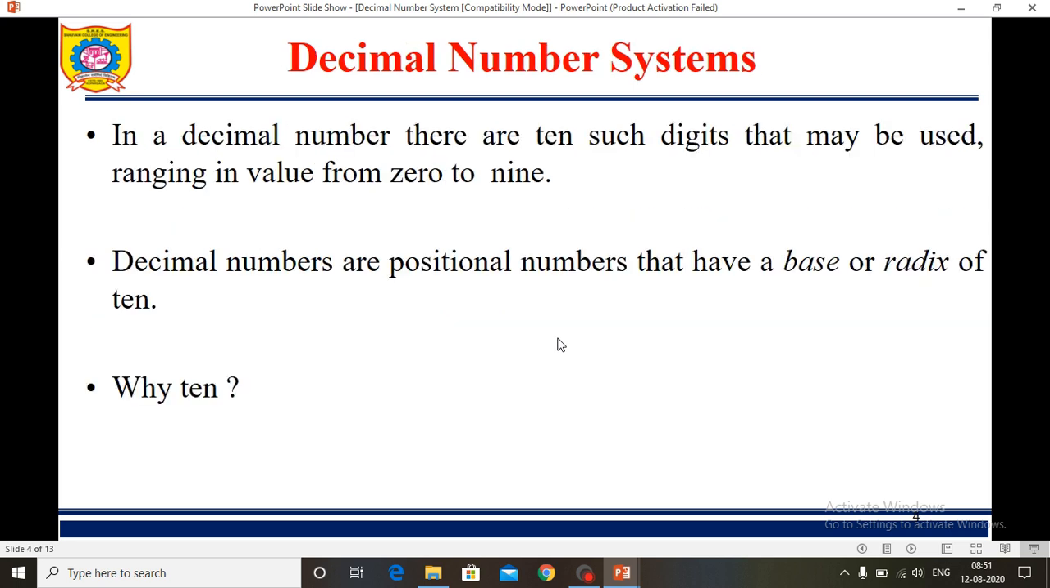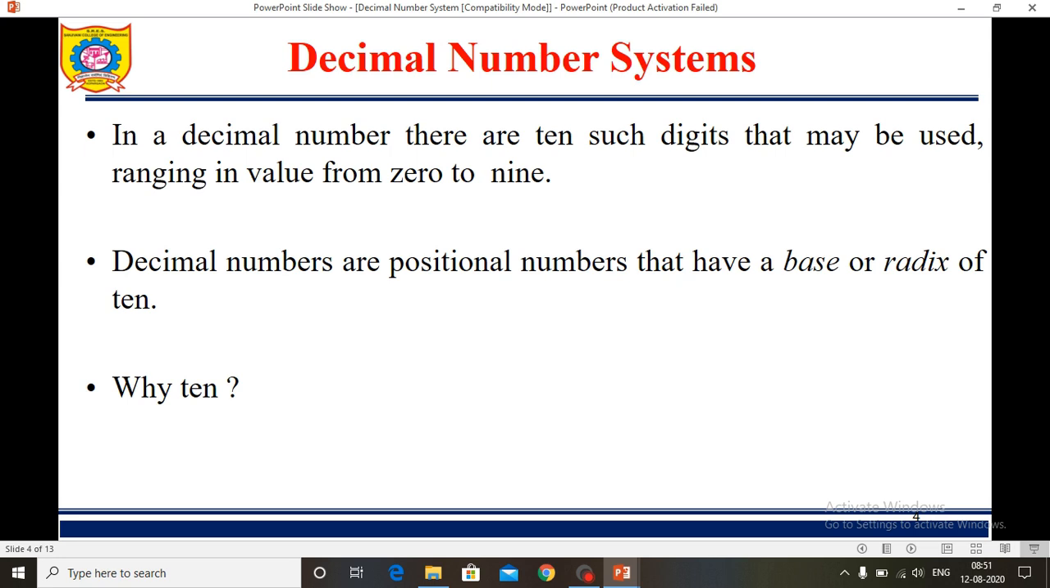Now, the next thing is that in a decimal number, there are 10 such digits that may be used, ranging in value from 0 to 9, right? It means we can use only a combination of those numbers ranging from 0 to 9. It can be anything. See, 1, 2, 3, 4, 5 is also a combination of 0 to 9, so this is also a decimal number, right? If I say 5, 7, 8, 9, this is also a combination of 0 to 9.